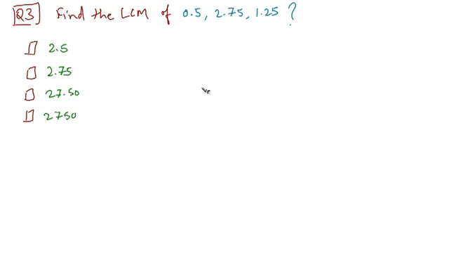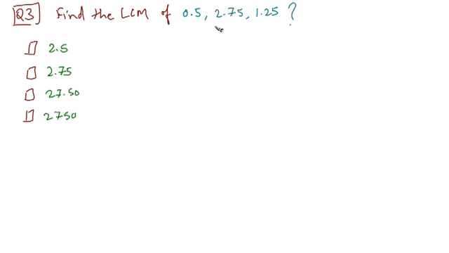Okay, let's solve another question. Find the LCM of 0.5, 2.75 and 1.25. So these numbers have a decimal point. Now to calculate the LCM of numbers with a decimal point, the first step is to remove the decimal point by multiplying with 10, 100, 1000 or numbers like that.